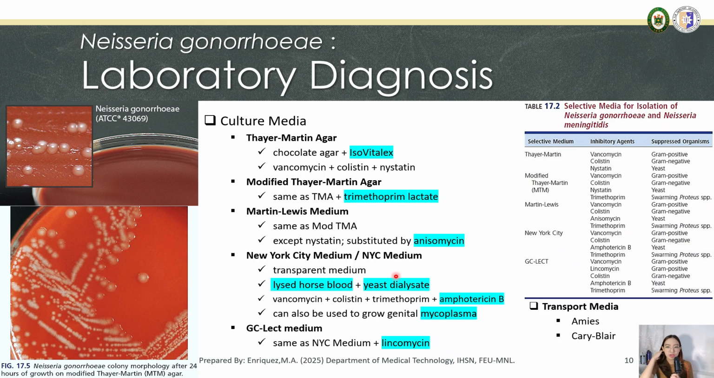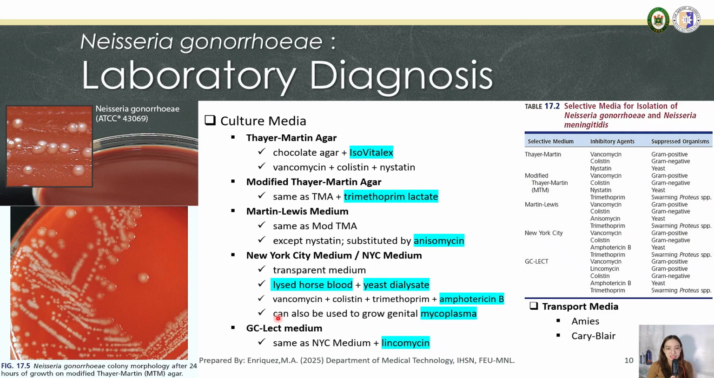Okay? So inhibitory components would include vancomycin, colistin, and trimethoprim, which again, vancomycin would prevent the growth of gram-positive organisms. Colistin would prevent the growth of gram-negative organisms. Trimethoprim would prevent the swarming of Proteus, and amphotericin B. So amphotericin B would also prevent the growth of yeast organisms. So kumbaga ni-level up na po nila yung antifungal that's present in the New York City medium. Now, for this one, ang New York City medium po could also be used to grow genital mycoplasma.